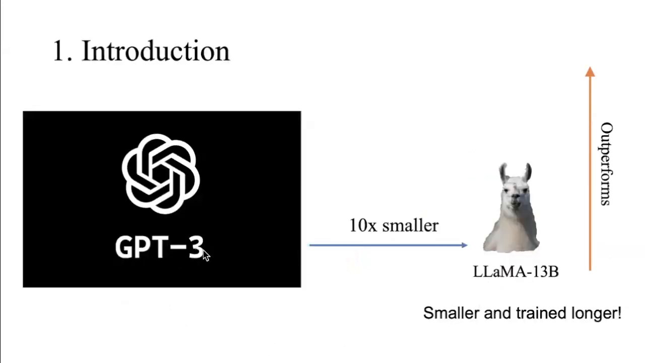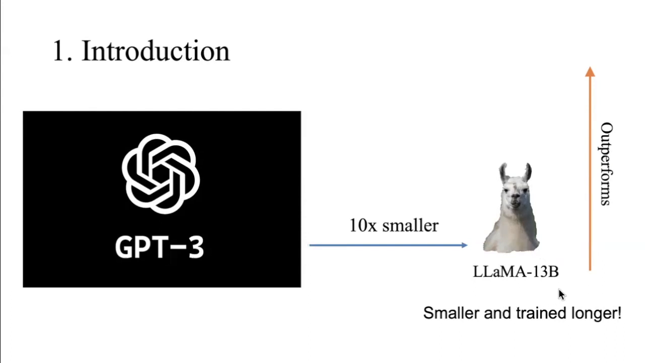GPT-3 has 175 billion parameters. LLaMA 13 billion is about 10 times smaller, but it's trained much longer, with more iterations and more epochs. And the performance can actually beat GPT-3. So with a smaller model size, you can have better performance on various benchmarks.